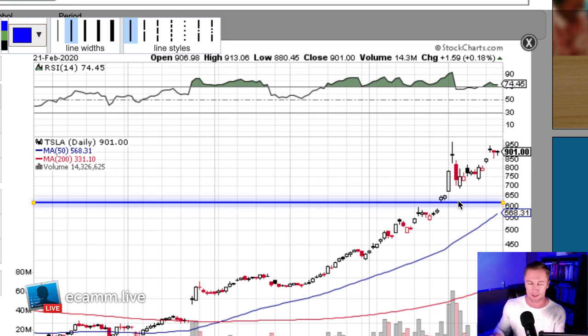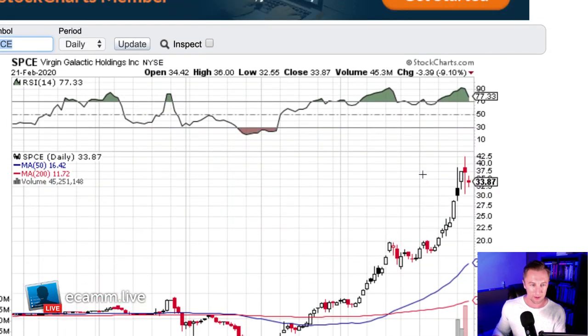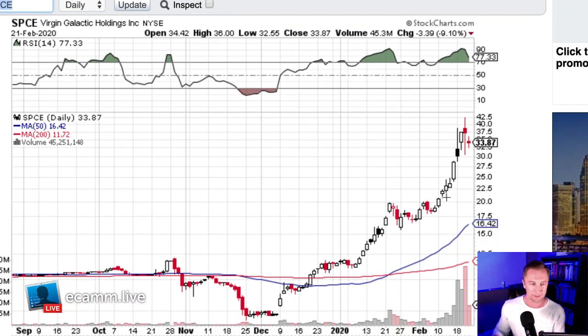They're saying the new Tesla stock is Virgin Galactic, SPCE. Did you see this? Look at this move: $11 to $40. Quick! With the quickness, it is oversold, so you might be seeing a little bit of a pullback here. Let me see what we got.